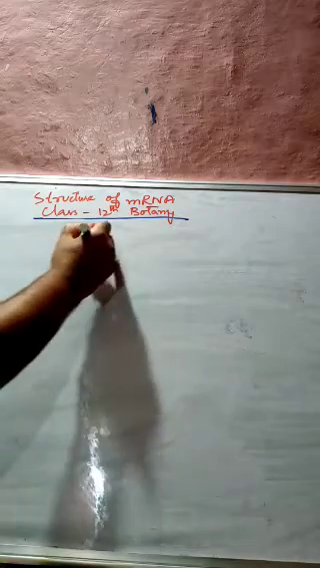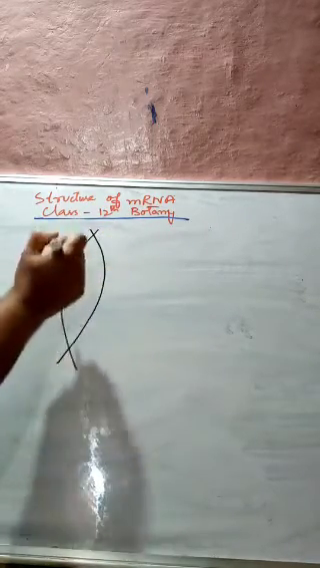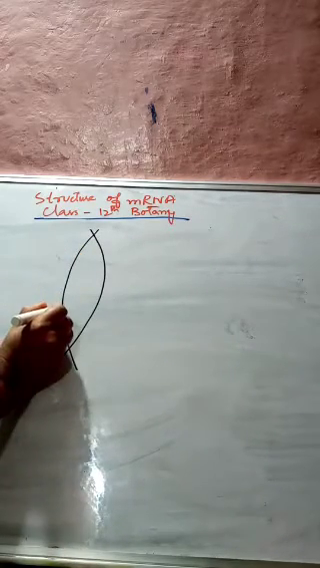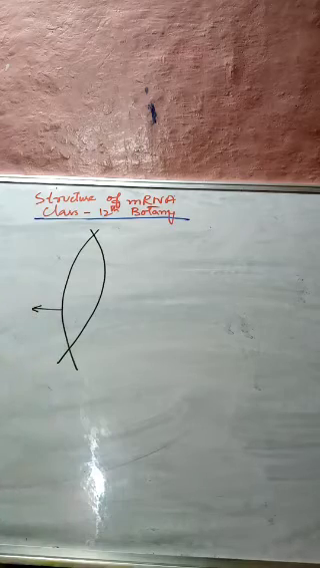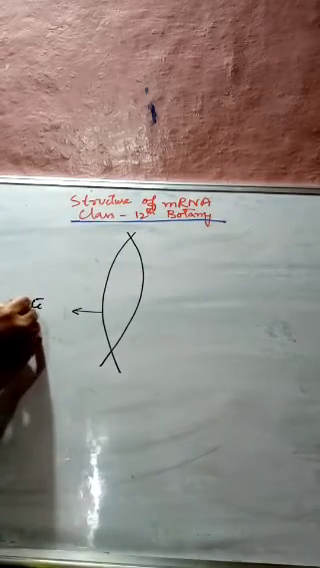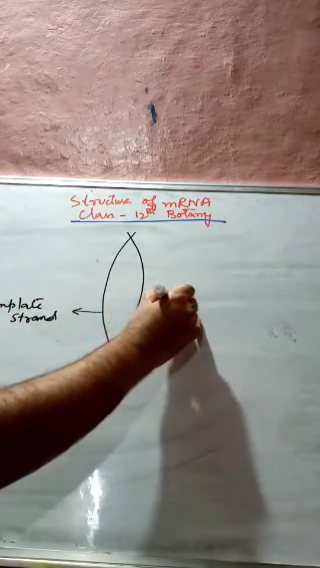See, we know that DNA has two strands. One strand is called the template strand, and the other one is called the coding strand.